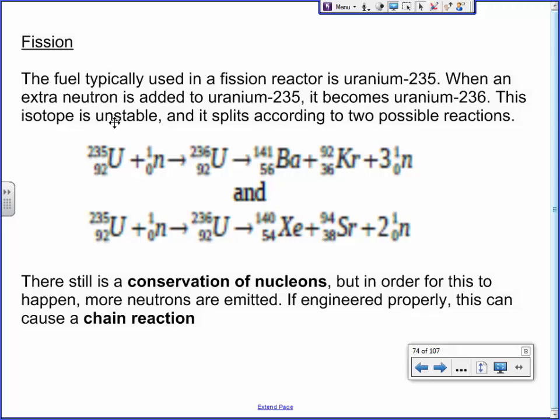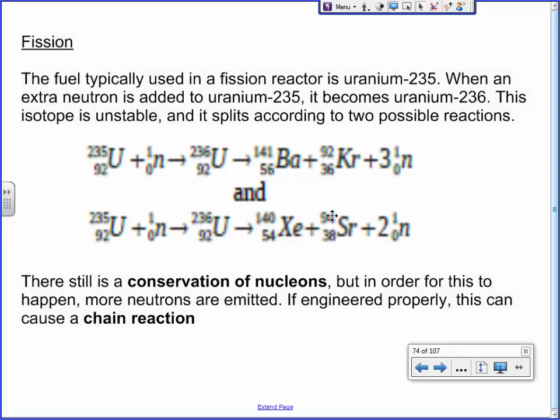It doesn't really matter which one it performs. Both are just as fine. But the two different reactions end up causing it to split into multiple pieces. So here's the mechanism. Your uranium-235 adds the neutron, becomes uranium-236. It's now unstable, breaks apart, and here's where this works really well. It creates either barium and krypton or xenon and strontium.